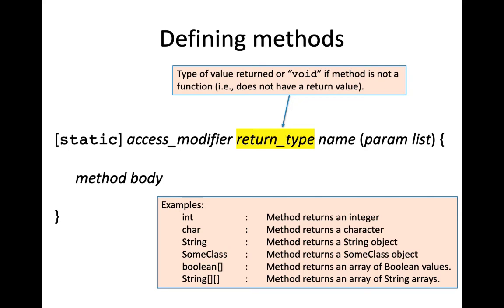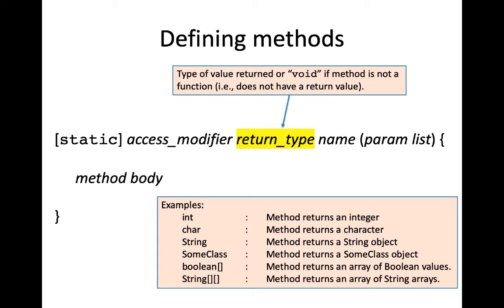Now, static and the access modifier, or not having static and the access modifier, those two things can come in any order. There's no specific order to those, but those two things have to come first, in some order. And then the next thing that comes is the return type for the method.